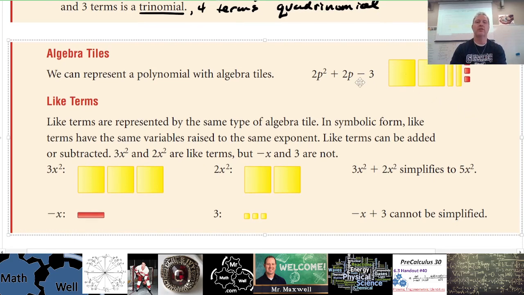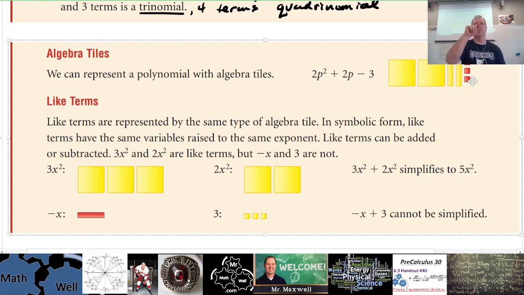The big squares are the squared variables. The rectangles are the single variable to the power of 1. And then the little squares are the constants. So in your textbook, the yellow is positive, the red is negative. And we did shaded was negative, right?